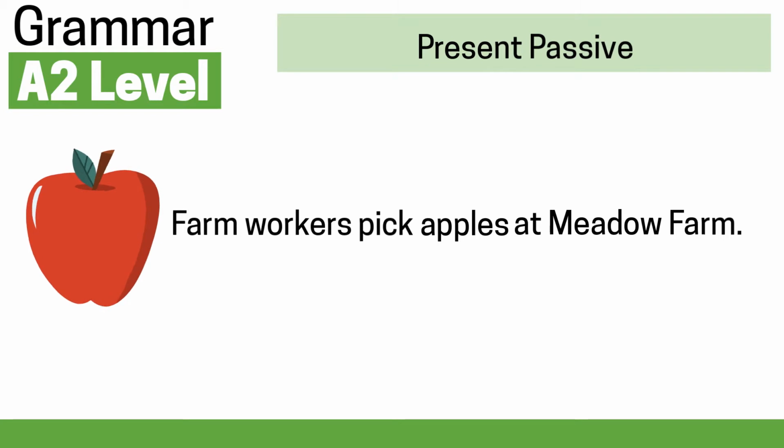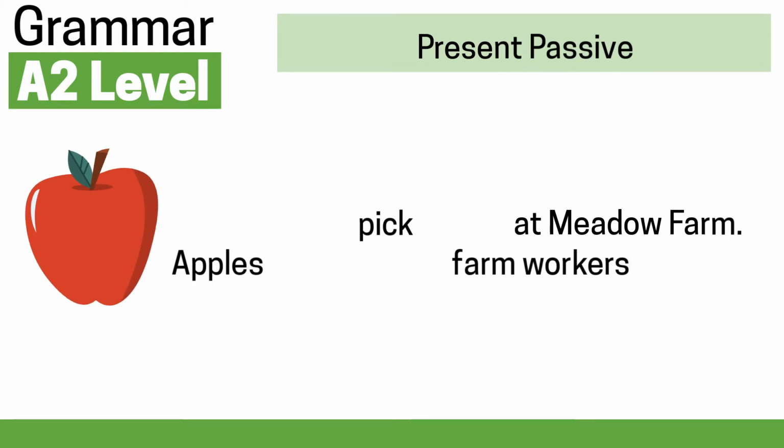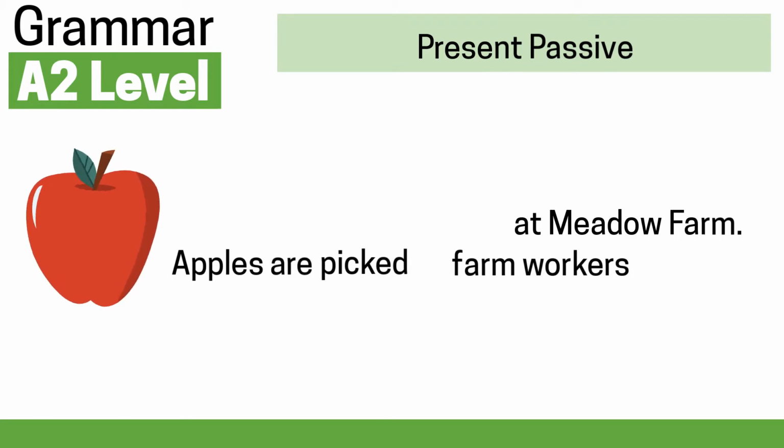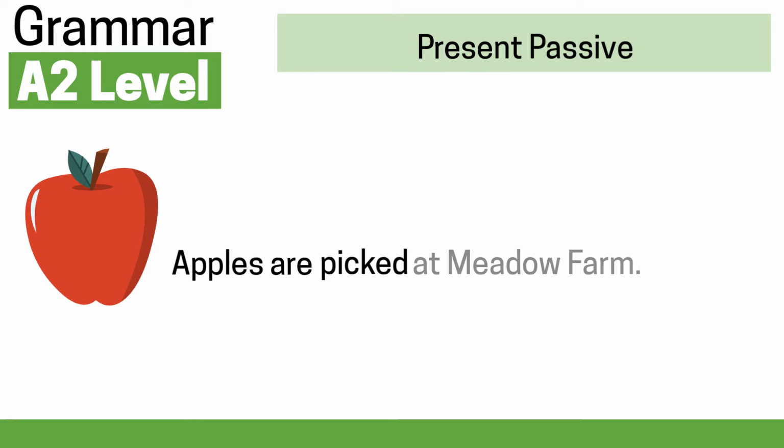To do this, we move apples to the beginning of the sentence and move farm workers to the end of the sentence. We must add the verb pick to make it a sentence, but we change it to the past participle by adding ed and then adding are before it. Finally, we add by before farm workers. However, apples are picked at Meadow Farm is only needed as the information about the farm workers is unimportant.